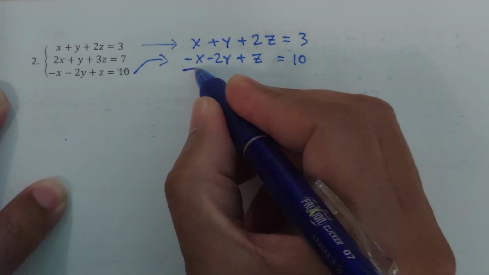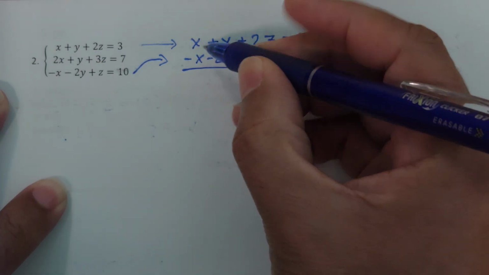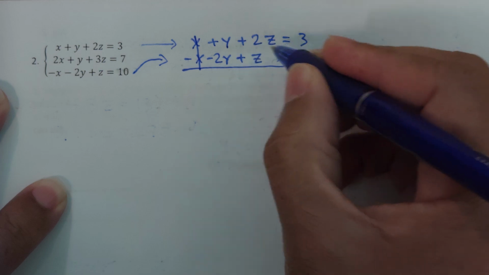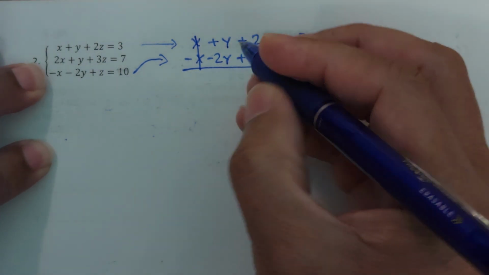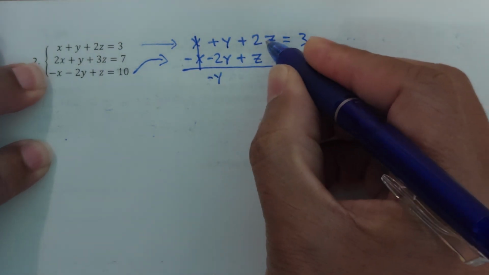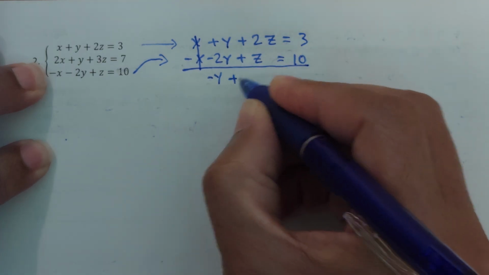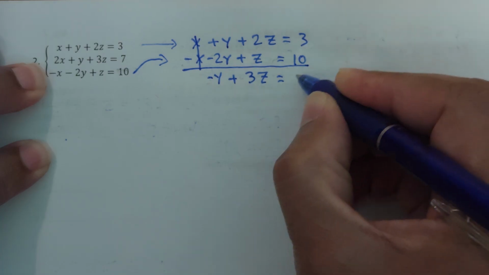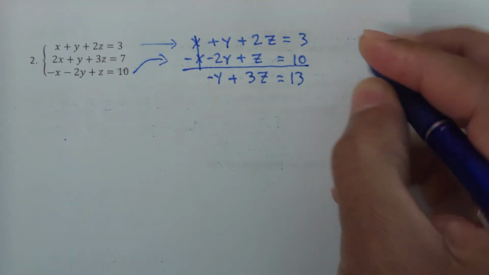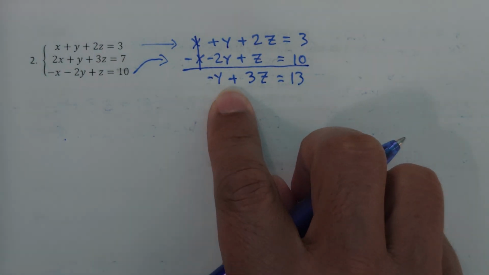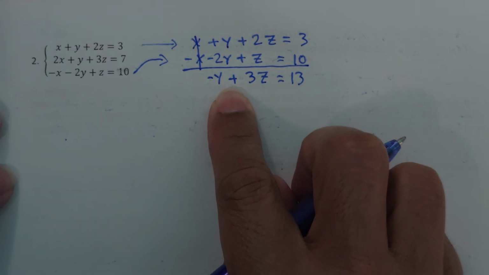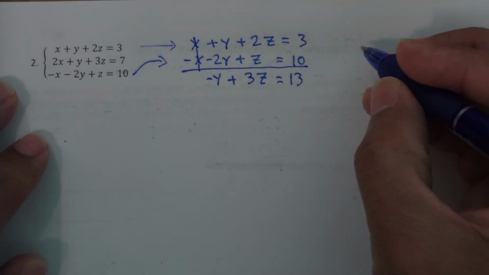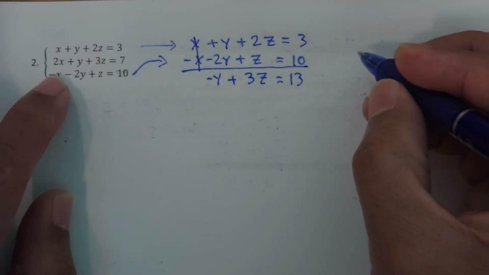Since this is called elimination, as you can see, the x's are going to cancel, so the x's get eliminated, and now for the rest we add whatever's left. So y minus 2y is negative y, and 2z plus 1z is 3z, and then 3 plus 10 is equal to 13. So then we have this equation, and what I'm going to do next is combine two other equations, and that is I'm going to take the second equation and the third equation.